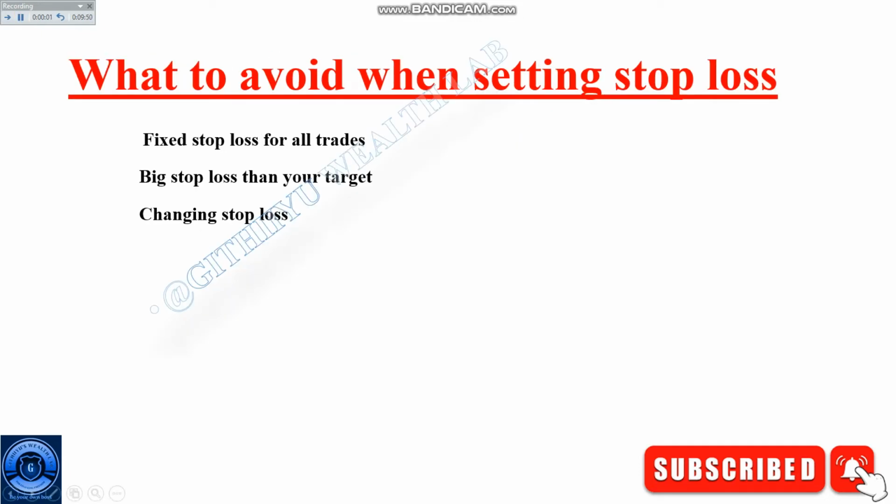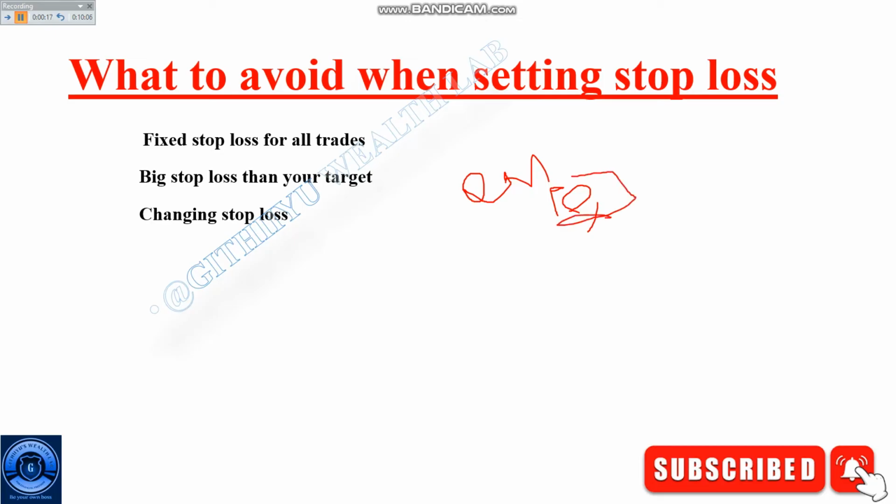The next thing we are discussing is what to avoid when setting stop losses. So we have looked at what you should look at before setting your stop loss, and now we are looking at what you should avoid. The first thing you should avoid, guys, is to have a fixed stop loss for all trades you take. Assuming you say that in one pair I'll be risking $10. I'm using this as a simple way of elaborating this.